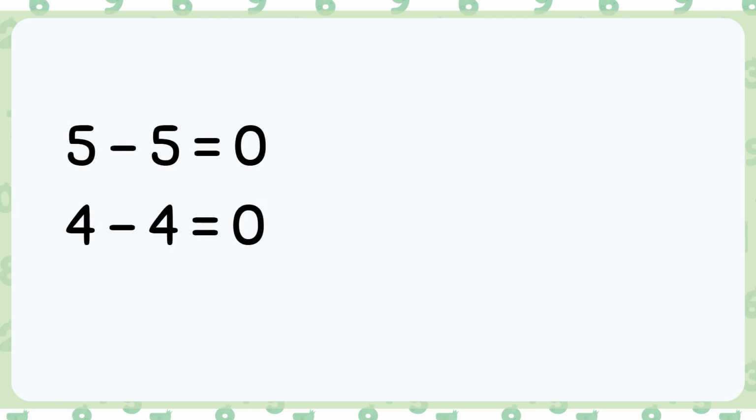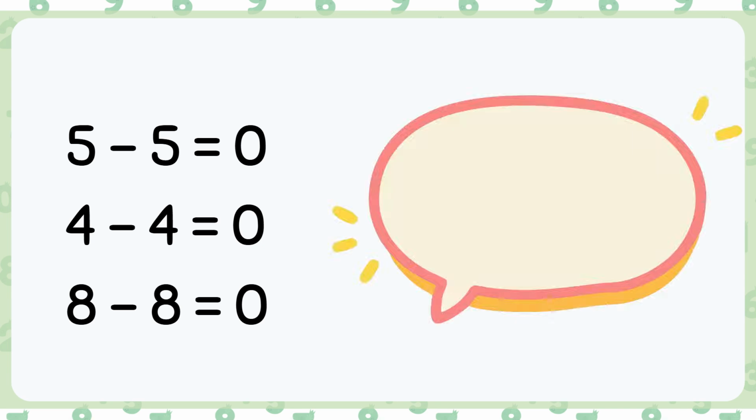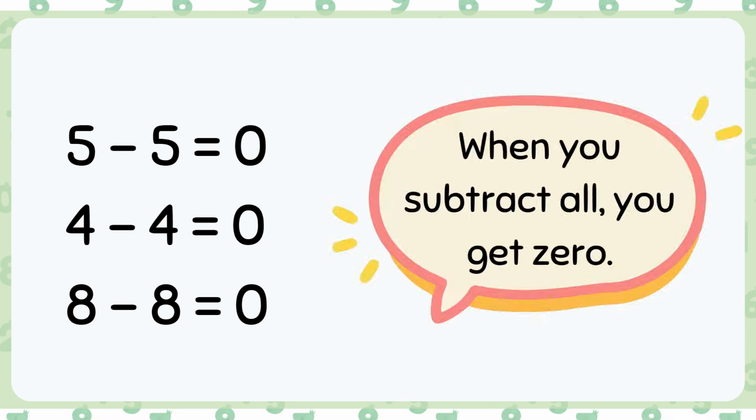Hey, friend, have you noticed anything about subtracting all? Let's look at a list that we've made so far. So we had 5 minus 5 equals 0. We had 4 minus 4 equals 0. And then we also had 8 minus 8 equals 0. Is there something that you notice about what happens every time you subtract all? Is this a room full of geniuses or what? Yeah, every time you subtract all, you get 0.